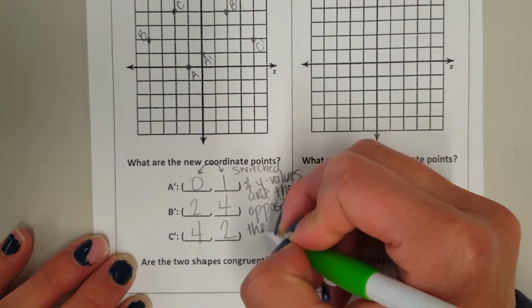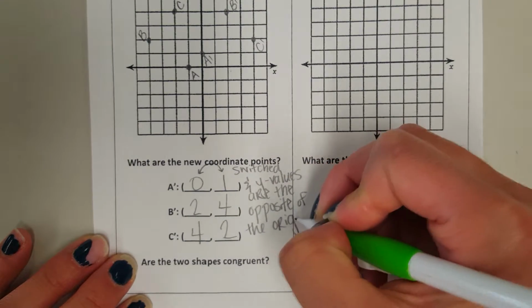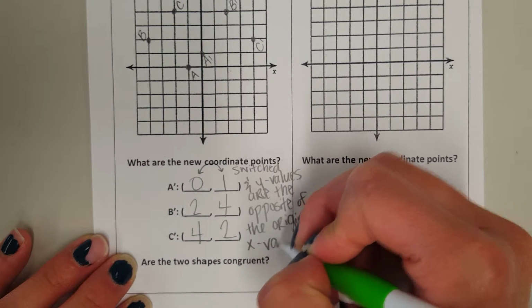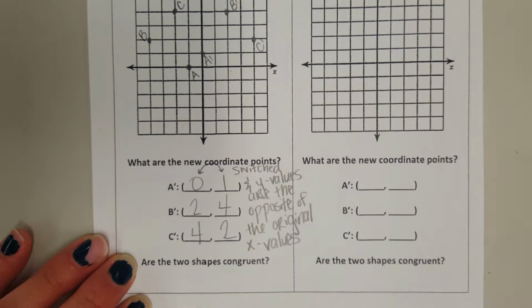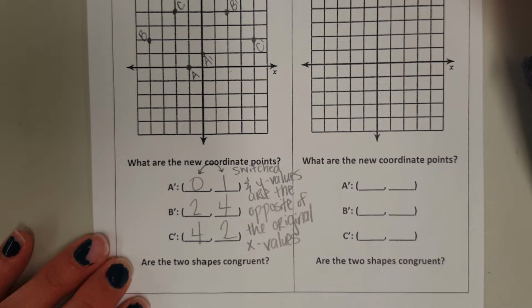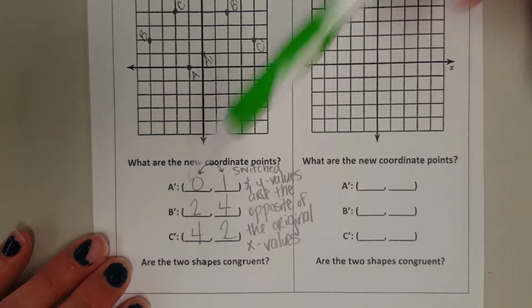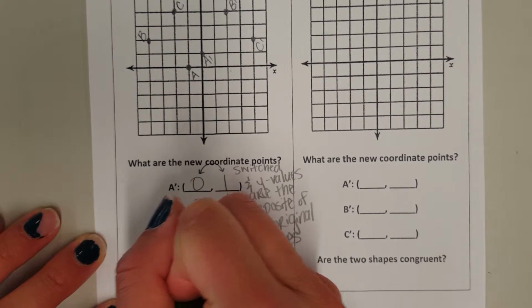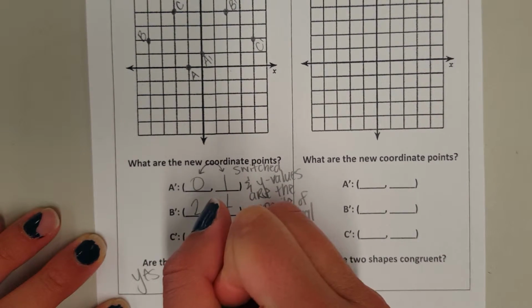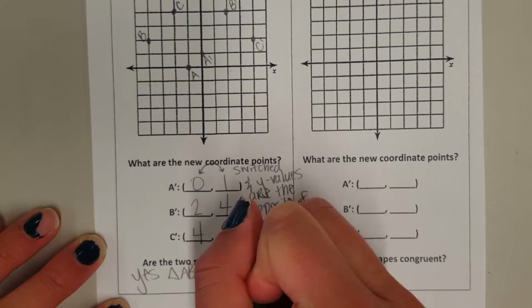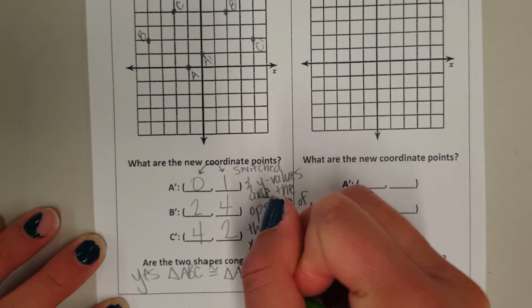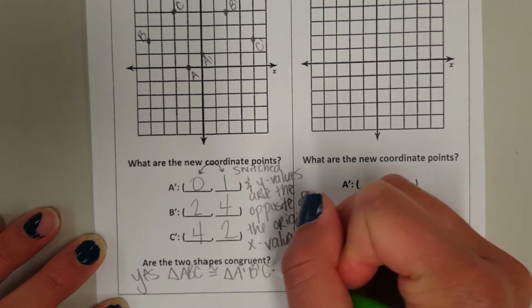Of the original x values. So if this had been positive, if we switched it, it would be negative. Are the two shapes congruent? Meaning, are they the same size and same shape? Yes. Triangle ABC. Now we haven't talked about that, but that's a symbol for congruent. It's congruent to triangle A prime, B prime, C prime.